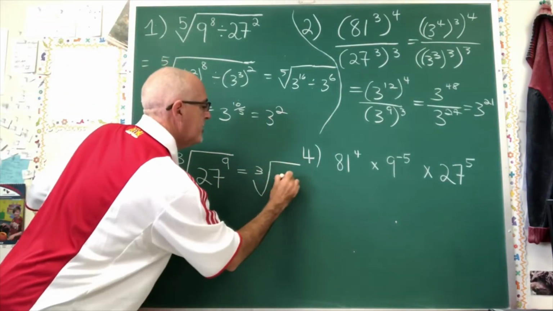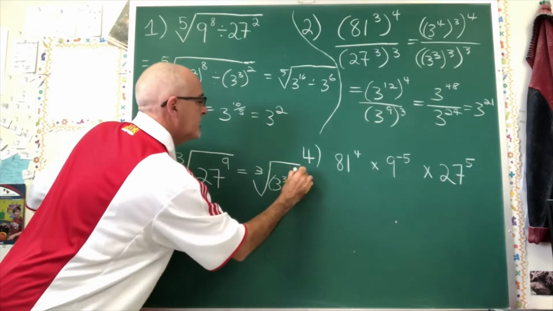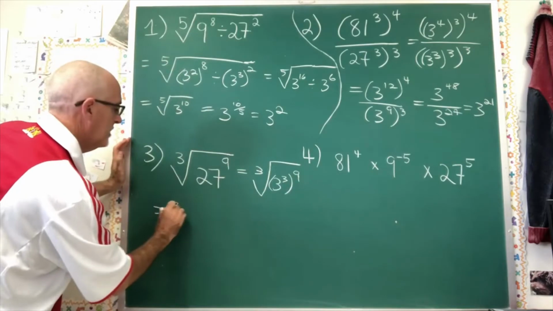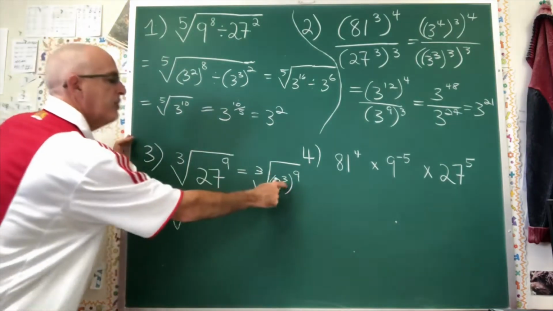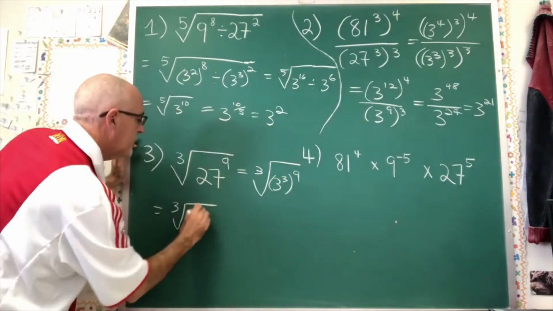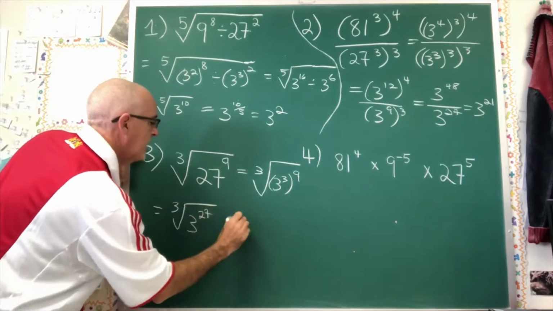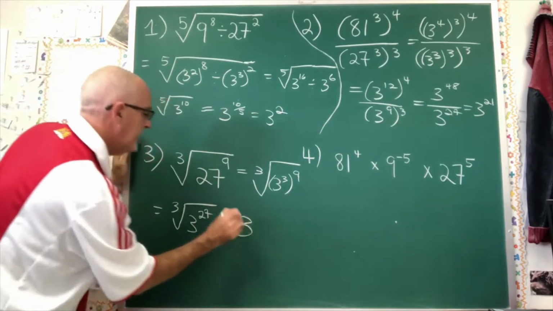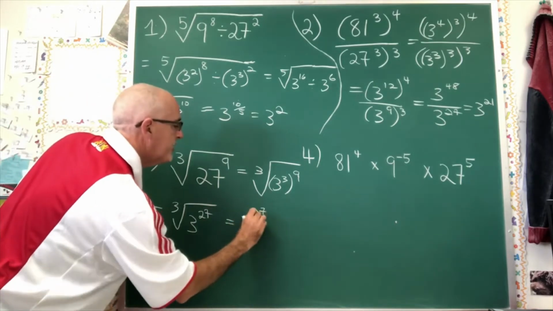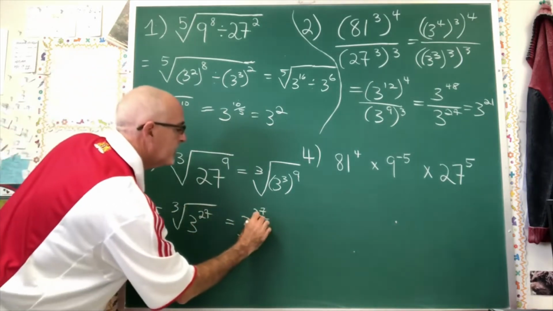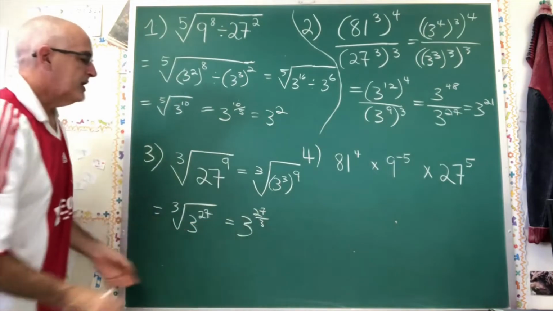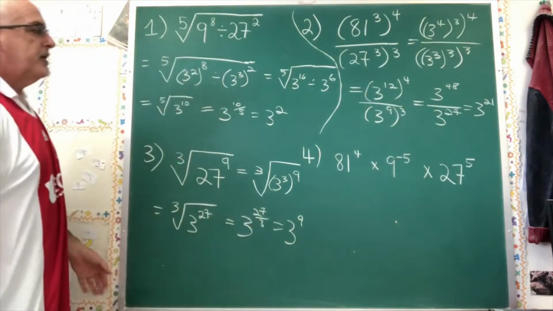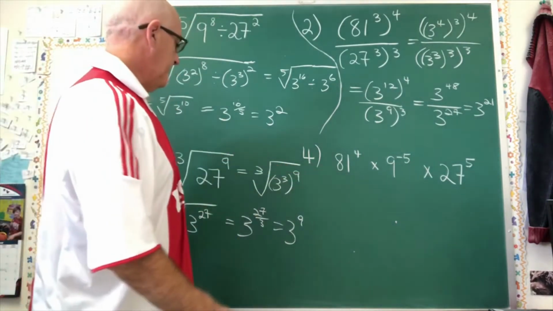Number 3, we have a 27. 27 is 3 cubed, and it's still to the power of 9. 3 to the 3 to the power of 9 is 3 to the 27. I'm converting between radical and exponent, so same base. 27 is my numerator. The root index 3 is my denominator. I have 3 to the 27/3, which is 3 to the 9. I'm finished. Now we move on to this one.